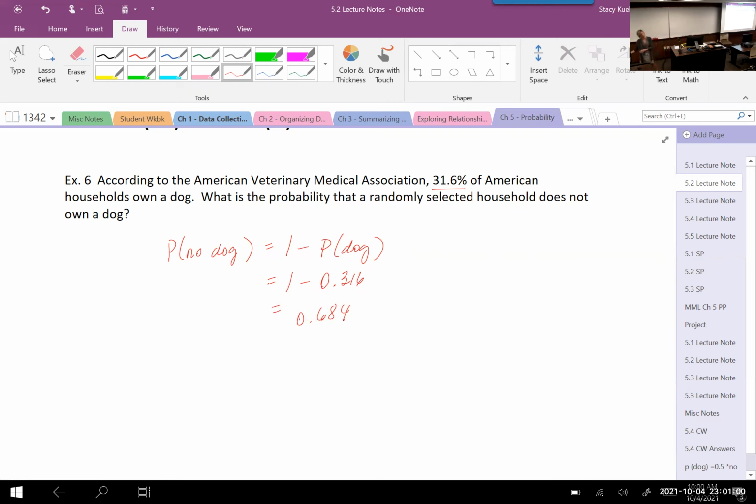So most of the time, if I know the event that does happen, I can use the complement to find the event that doesn't happen, or the part that we don't know. Because there were only two choices here: either you have the dog or you don't. This is not asking what's the probability that you're not a dog owner and you're a cat owner. It's simply saying you either had a dog or you don't have a dog. Any questions on that at all?